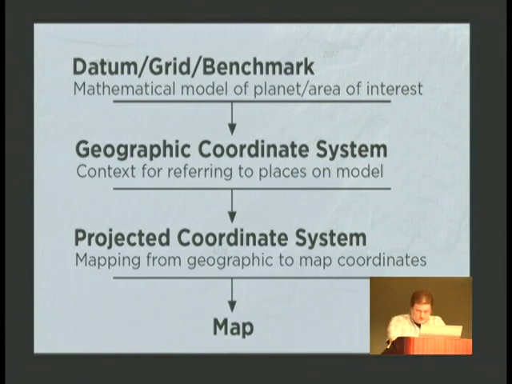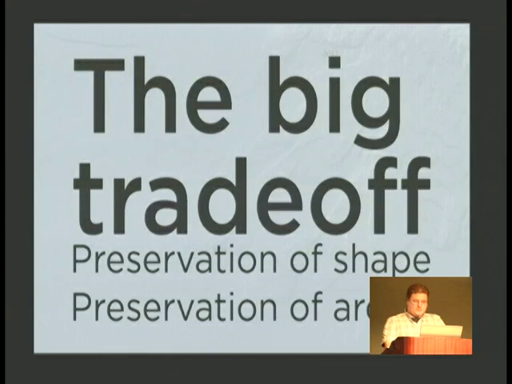So we're going to build up getting a map. First, we're going to start out with some datum or some grid, some way of modeling our area of interest of the Earth. WGS 84 for GPS coordinates, a UTM zone for meters, again, or a state plane, which then we use to refer to places on Earth with our geographic coordinate system. From there, we have our mapping that maps the geographic coordinates to a projected coordinate system, which is what we then use to put things on screen to look at them as a map.